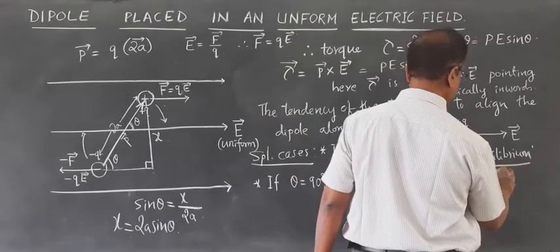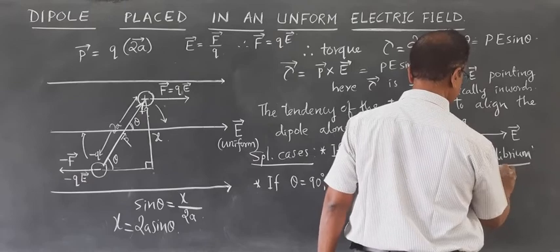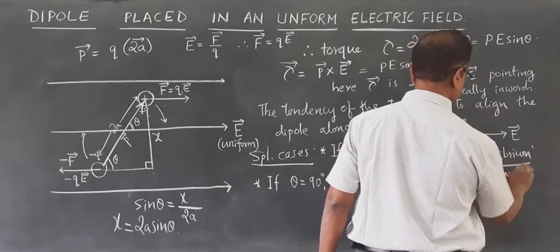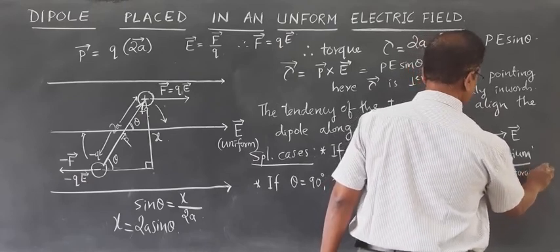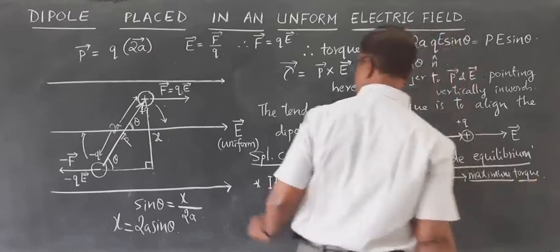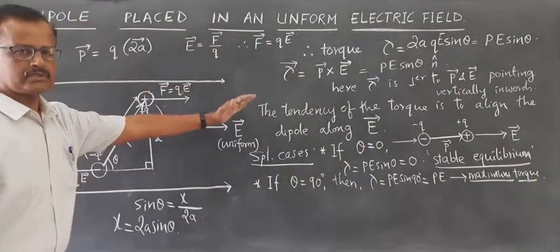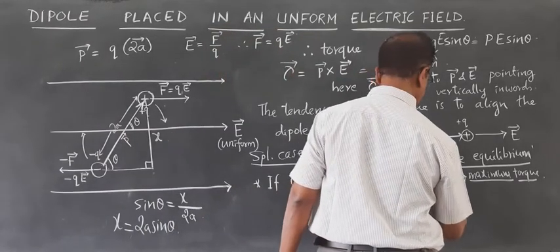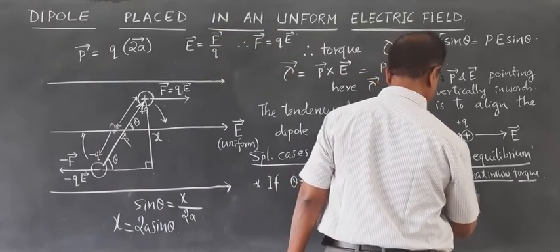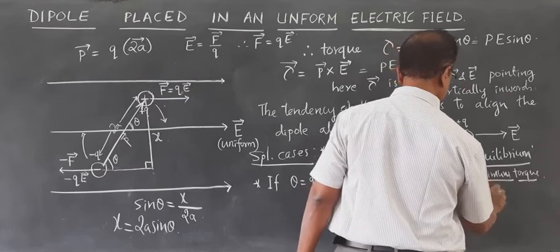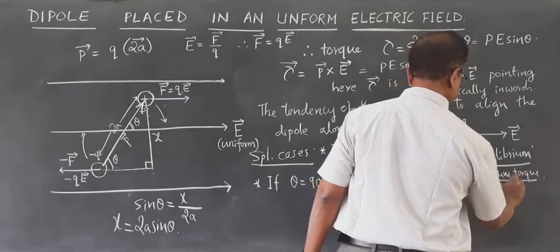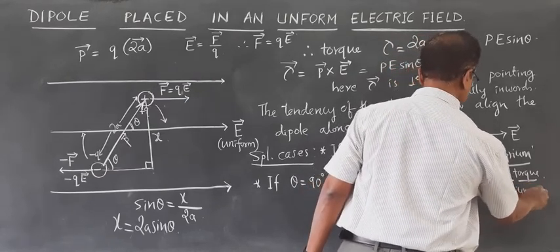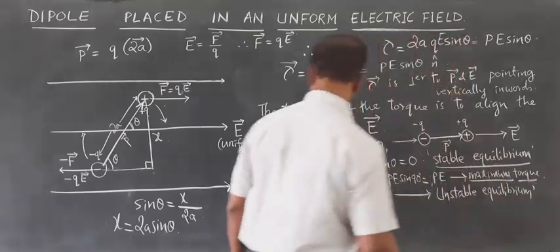Maximum torque. So when it experiences maximum torque, suddenly it tends to turn along the direction of electric field. Therefore, it is said to be in unstable equilibrium. This is the second case. It is said to be in unstable equilibrium.